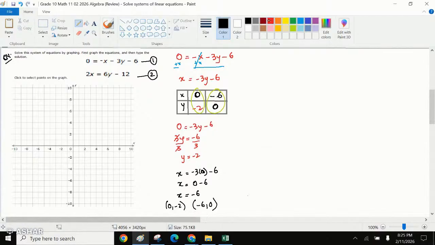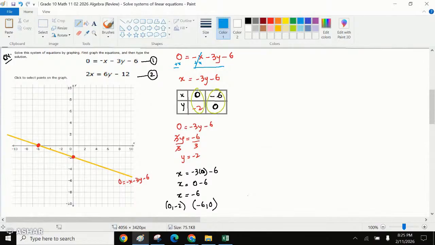Let's plot these. Where is 0, negative 2, and negative 6, 0? Let's join them together to form a line. Okay, can we say they're passing through this? And the equation for this line was 0 is equal to negative x minus 3y minus 6.